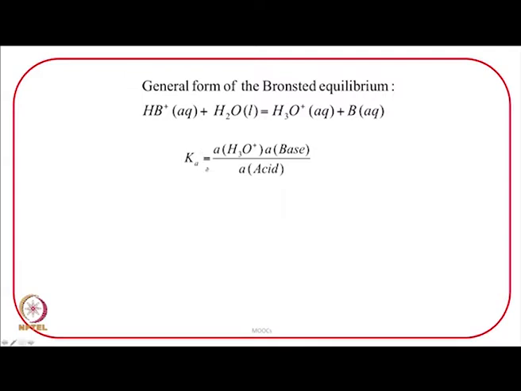Ka is the acidity constant. Depending upon the type of acid, the value of Ka is going to be different, whether we are talking about NH4 plus, or HF, or HIO3. Let us take a look at the slide.